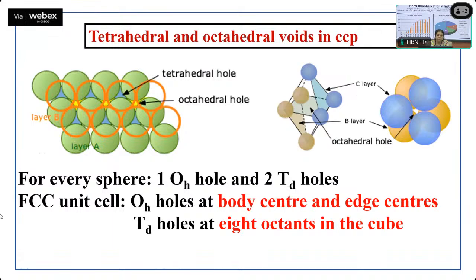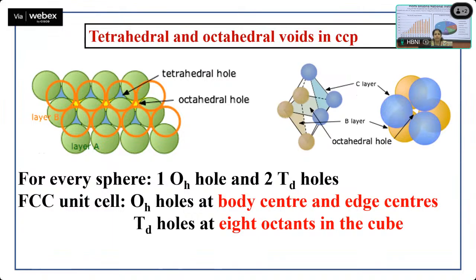Okay. In case of cubic close packing, which is the FCC unit cell, the octahedral holes lie at the body center and the edge centers. Okay. You can visualize it when you look at close packing also, but in case of cubic close packing, it becomes a little difficult. So it is easier to imagine it in terms of the FCC unit cell. The octahedral holes lie at the center of the cube and the edge centers. And the tetrahedral holes lie in the 8 octants in the cube.